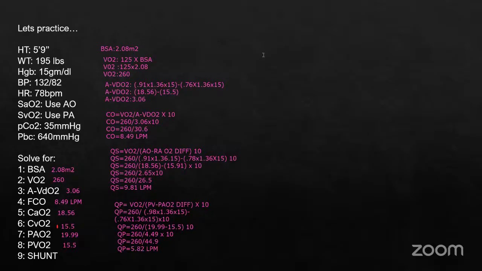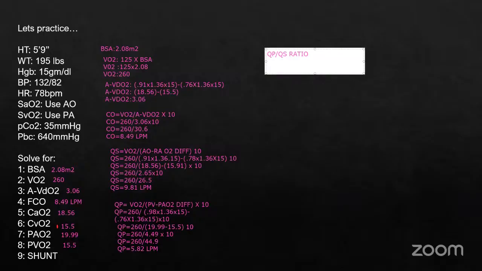Okay, so for my shunt, I want to know, remember, the QP over QS ratio. That's what I want to know. So I'm going to go ahead and substitute. For QP, I have 5.82, and I want to know what the ratio is to the QS, which is 9.81. Now, looking at this result, the QS and the QP, I know there's a problem, because remember, the right side of the heart should pump the same amount of blood as the left side of the heart pumps. So what comes in goes out from the heart. So look at this number. I can start looking at things and be suspicious of a shunt.